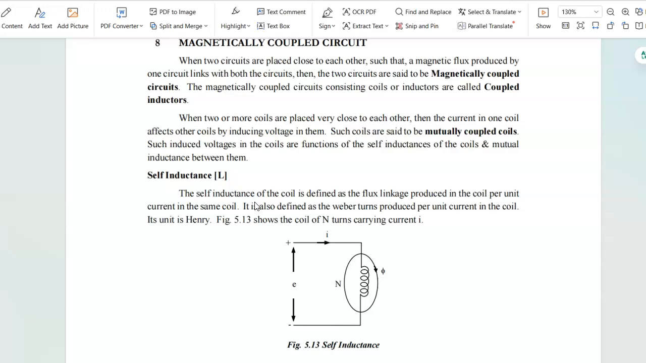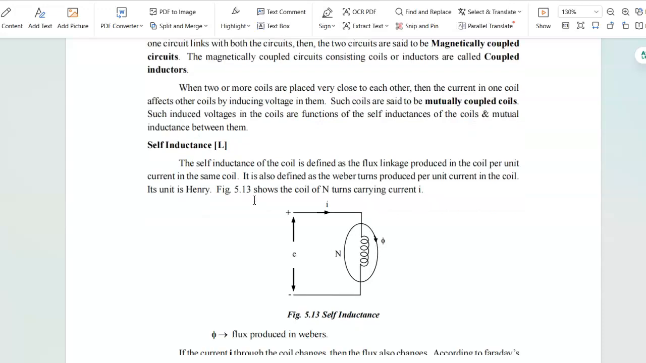When two or more coils are placed very close to each other, then the current in one coil affects the other coils by inducing voltage in them. Such coils are said to be mutually coupled coils. Such induced voltages in the coils are functions of the self-inductance of the coils and the mutual inductance between them.